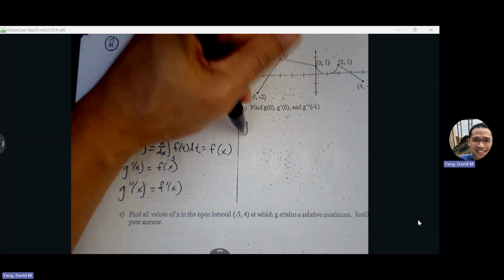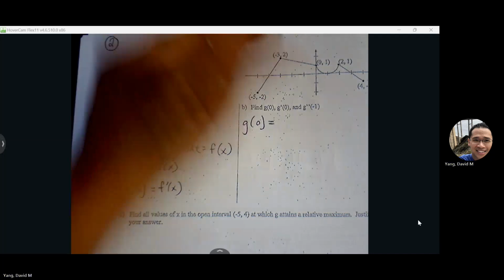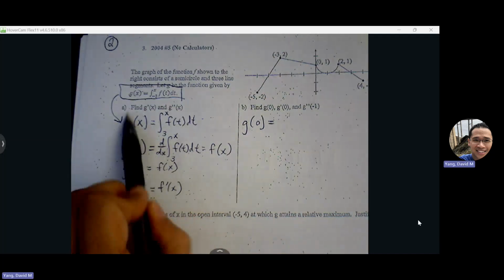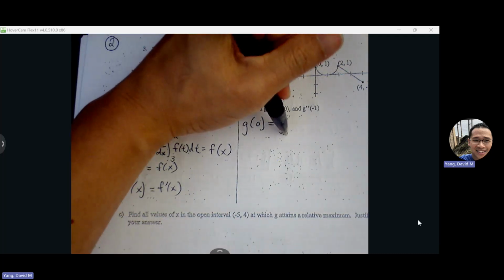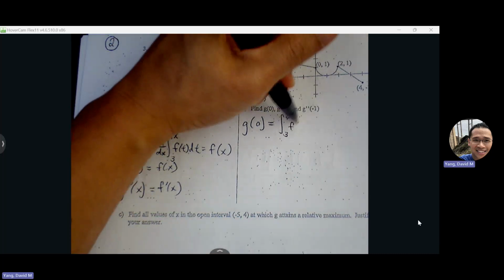So part B, we want to find g of 0. To find g of 0, we're going to rely on the definition that they provide for us. So g of 0 is the area between 3 and 0 under f of t dt.